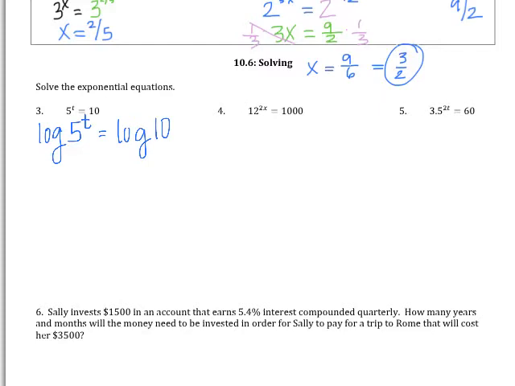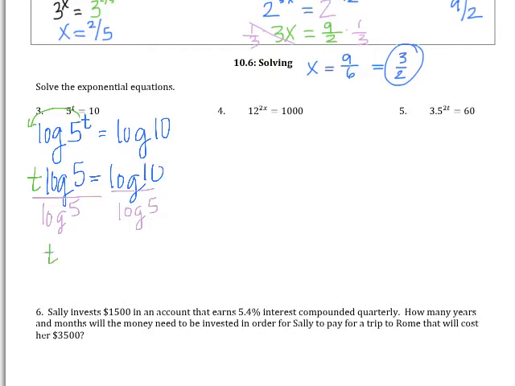Next, I want to move that t onto the front, so that becomes t times the log of 5 equals the log of 10. And now if I want to get t by itself, I can divide by log 5 on both sides. So I get t equals the log of 10 divided by the log of 5.